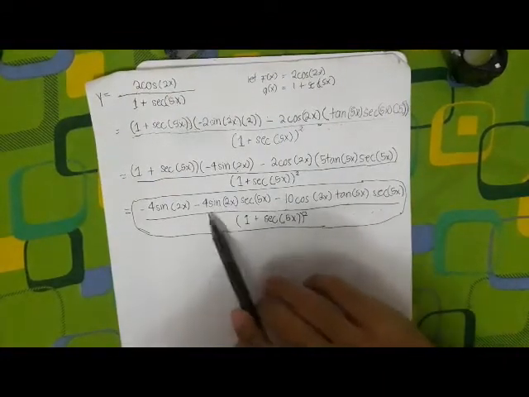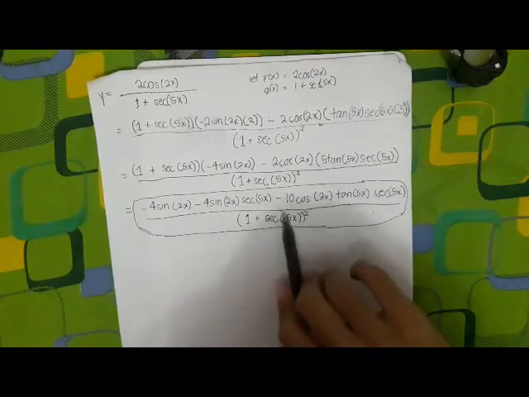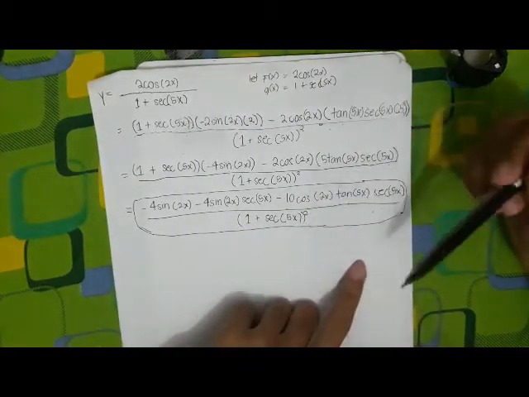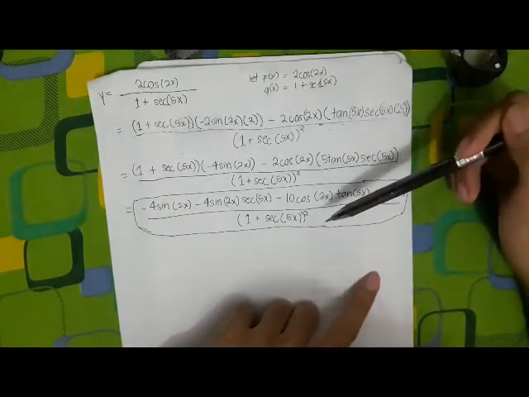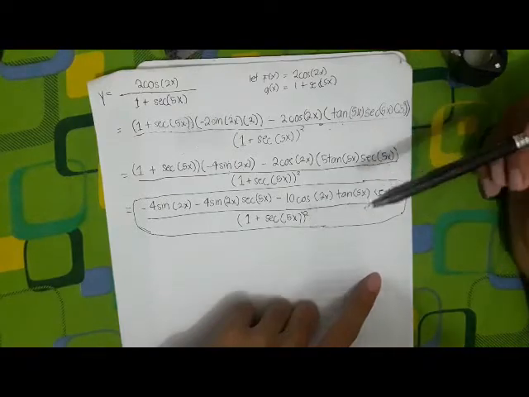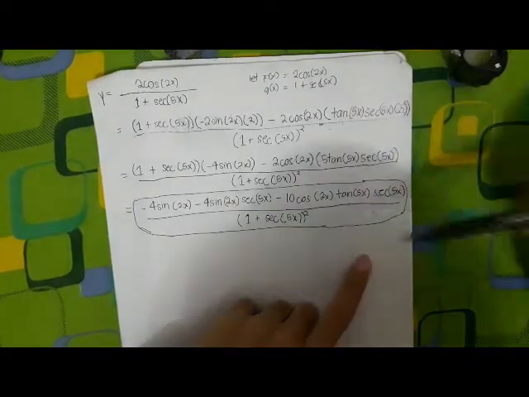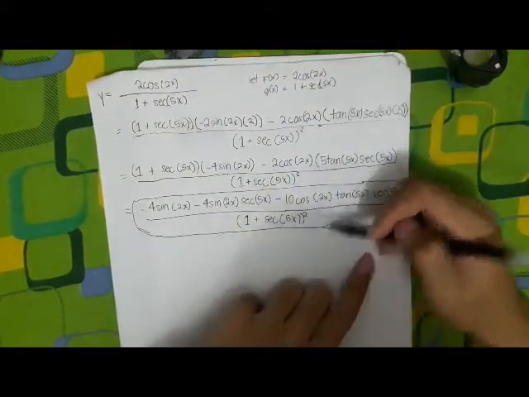Here we need to see if we can simplify it further. In this equation it cannot be simplified further, while in other equations some can, so we need to identify and simplify them using the trig identities. Then this will be the derivative of this function.